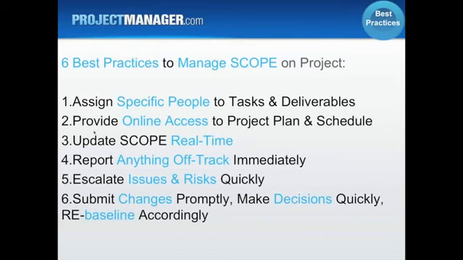Number 2 is provide online access to the project plan and schedule. Because when the scope is defined, the scope and deliverables being produced, we want all of our team members, we want the project manager, we want the change control board, we want people working on the project to be able to have insights and access to this information online. And we want it, number 3, updated real time.